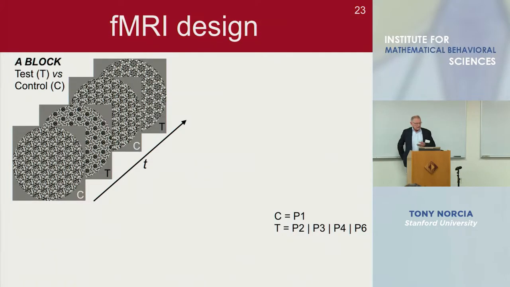And so in an fMRI experiment, what we're interested in is whether there is a differential activation to the highly structured P2, P3, P4, P6 images compared to matching P1 images. So we'll look for a differential activation.